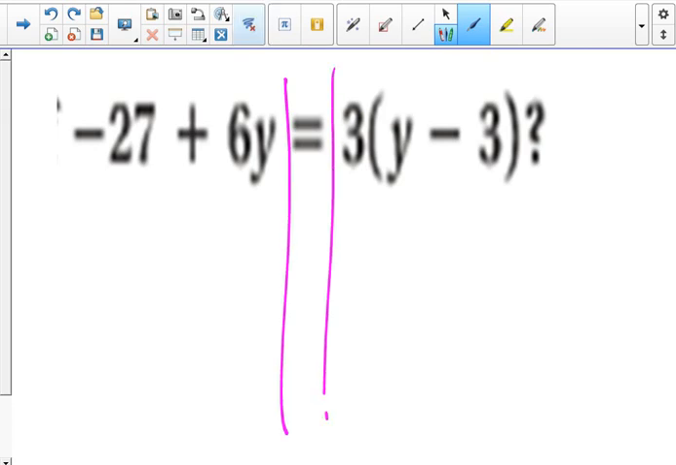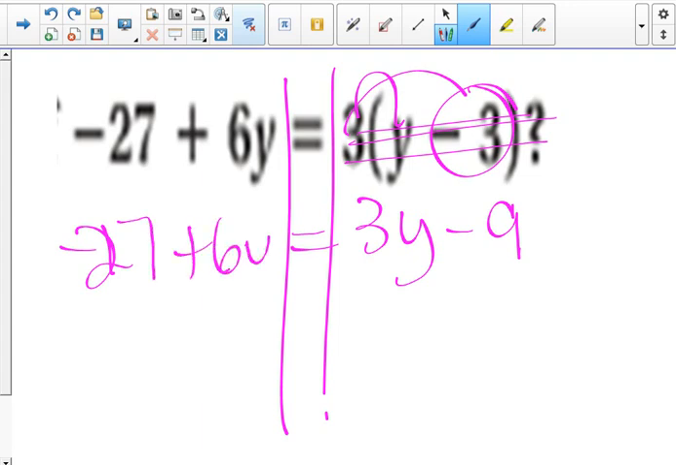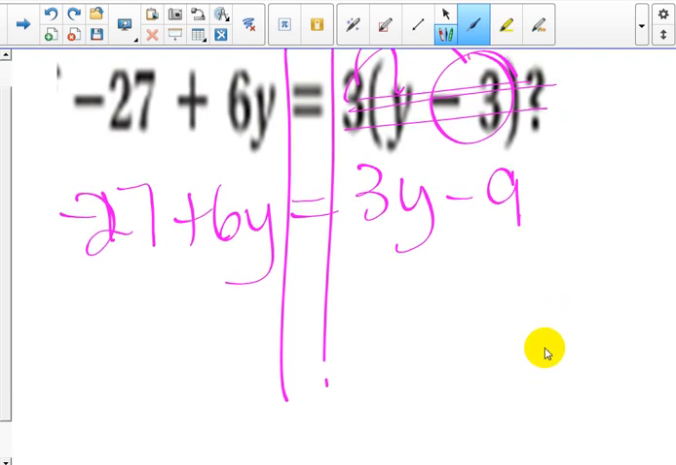So let's do that. 3 times y is 3y. And 3 times negative 3 is negative 9. Now we've simplified this right side, and I'm just going to copy down the left side, negative 27 plus 6y. Now I have to decide, how am I going to solve this? I'm going to put the variables on the left and all the numbers on the right. So that means this y stays here, and this y I've got to move over, right?